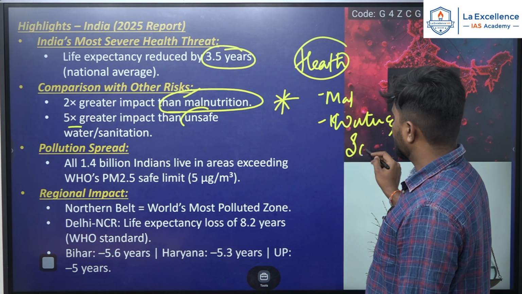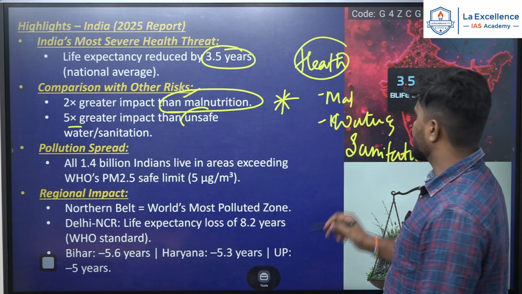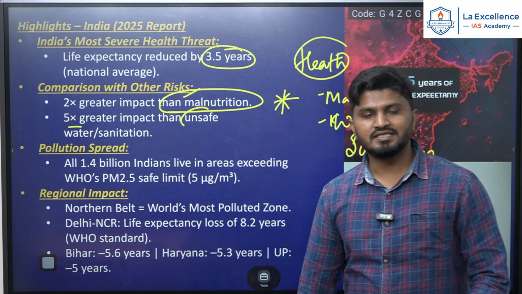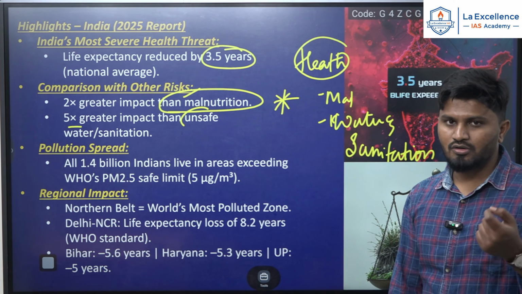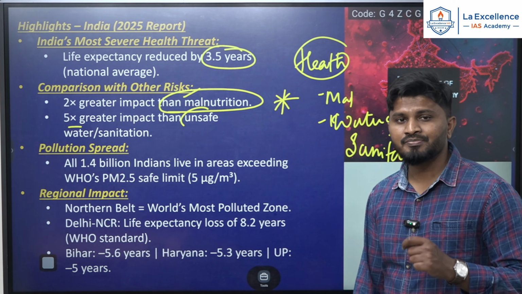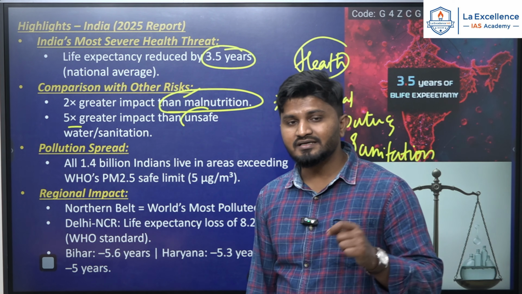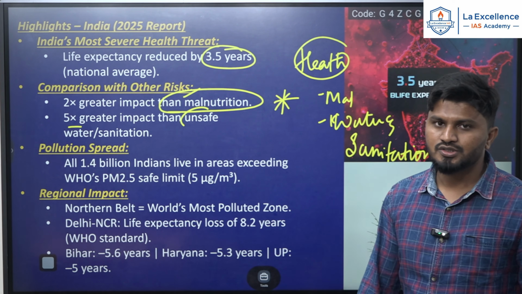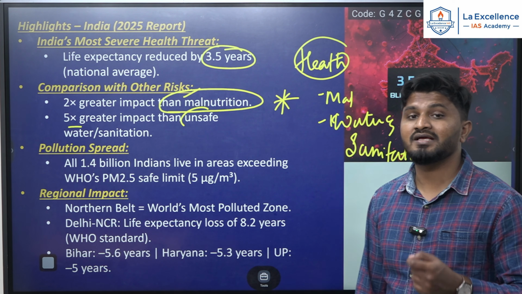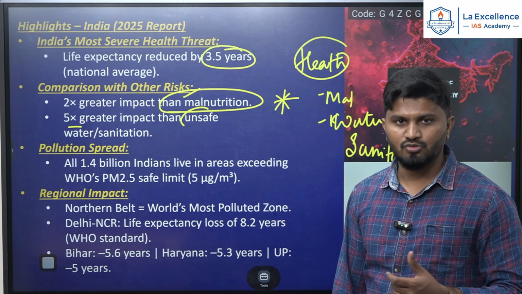Water and sanitation are taken so much care of and given so much importance in India because of their significance or their threat on human life. However, we can see here that air pollution has almost twice the impact of malnutrition and 5 times greater impact than water sanitation. So what should be the priority? Priority should be air quality or air pollution, which we are not taking at the moment.